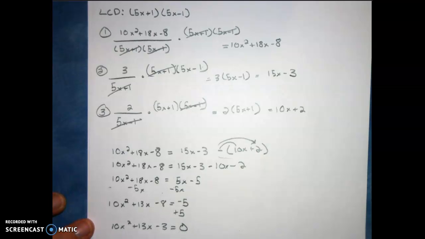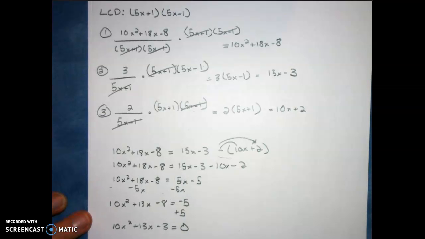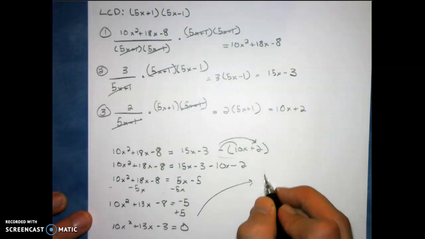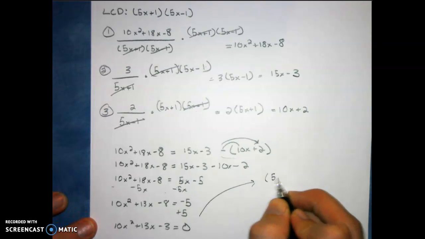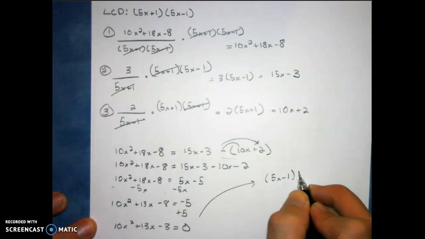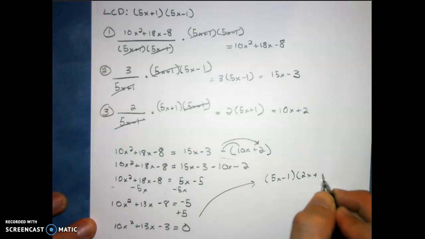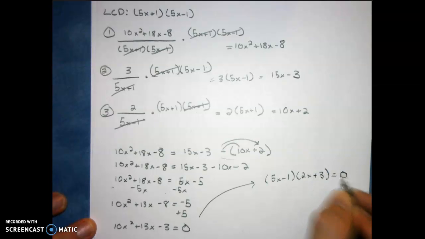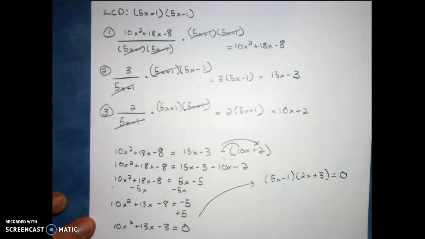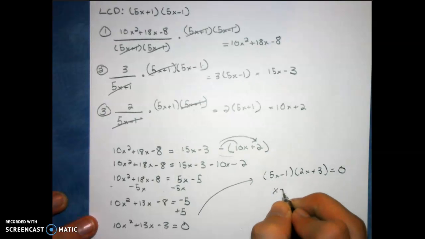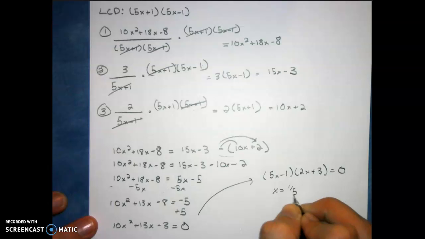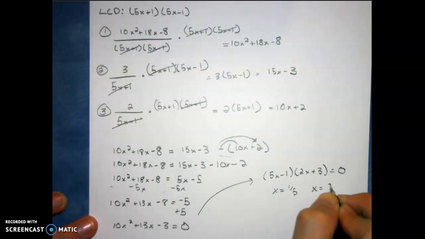So now we got it set equal to 0. So now I'm going to solve this by factoring. This factors into 5x minus 1, 2x plus 3 is equal to 0. Set both of them equal to 0. We get x is equal to 1/5. And x is equal to negative 3 over 2.